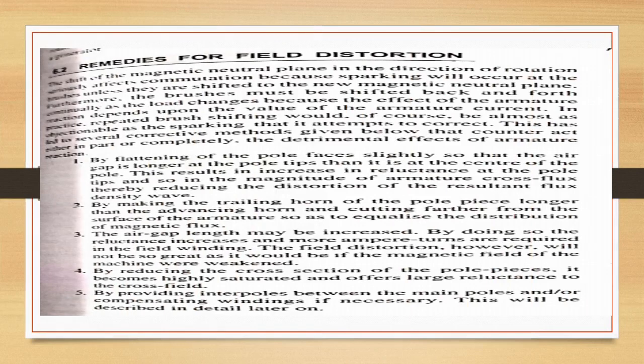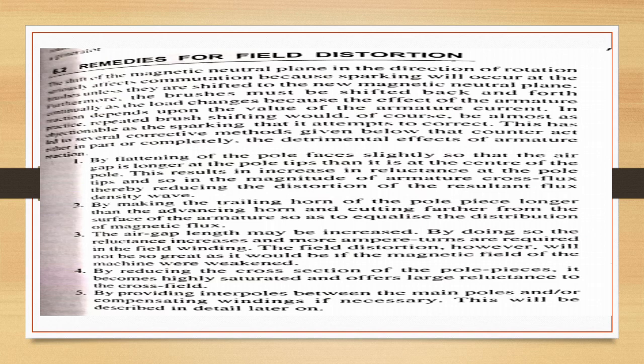Remedies for field distortion. There are several corrective methods given below that will counteract either in part or completely the effect of armature reaction. First one is flattening of the pole faces slightly so that the air gap is longer at the pole tips than it is at the center of the pole. This will result in an increase in reluctance at the pole tips and so in the magnitude of armature cross flux, thereby reducing the distortion of the resultant flux density wave.